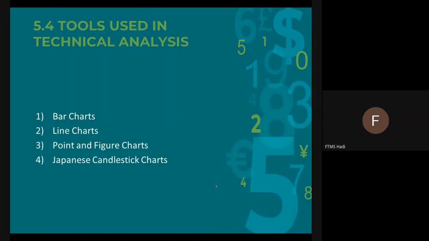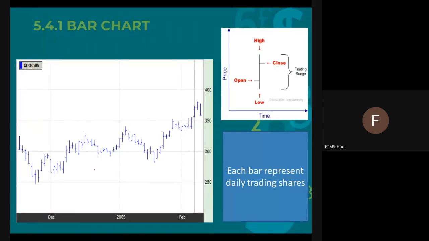Okay, there are tools in technical analysis: bar chart, line chart, point and figures, and Japanese candlestick. Almost similar, but the difference is the shape that you use. Okay, this is a bar chart. The bar chart is more on the bar, palang. Each bar represents a day.